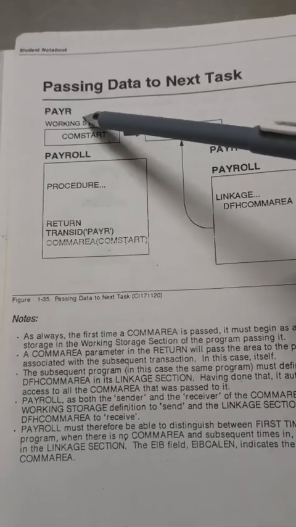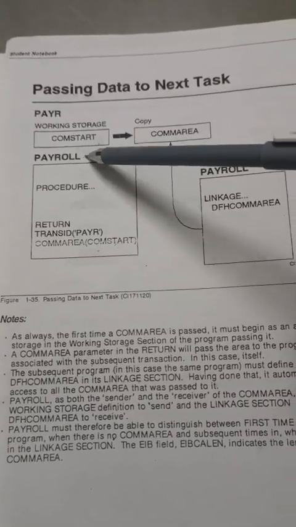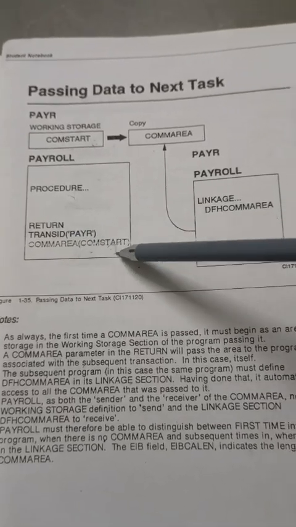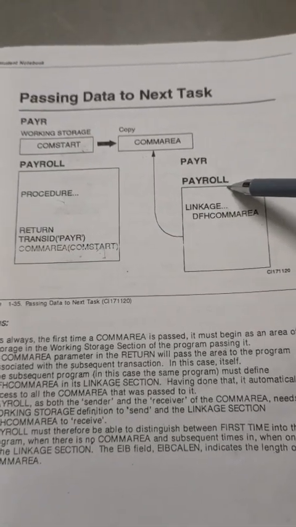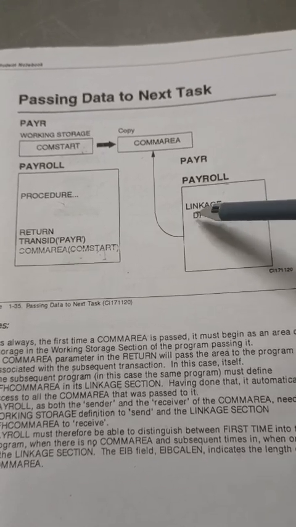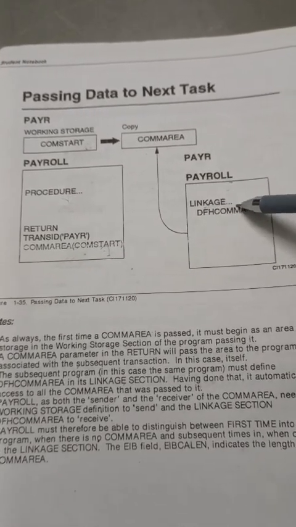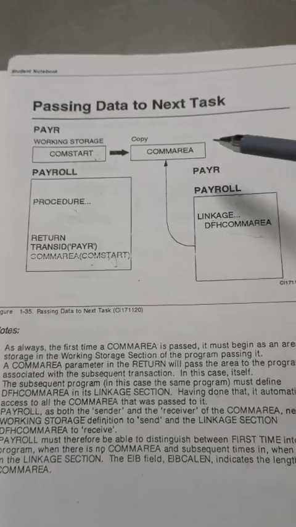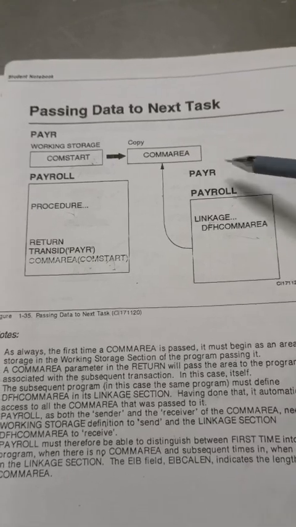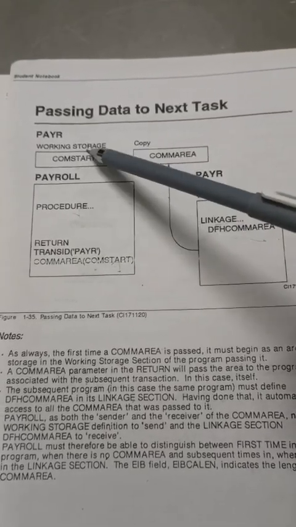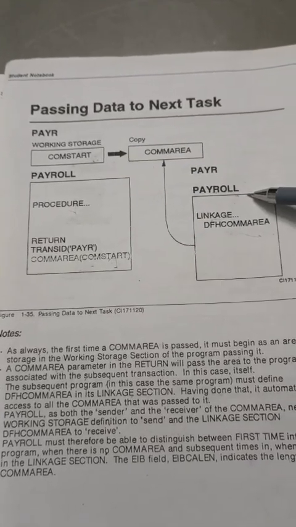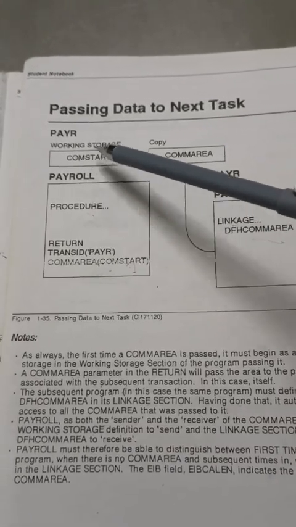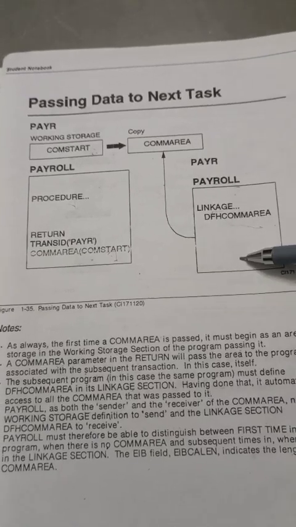See, in the same program, PAYR is the transaction ID in the working storage section. This is the main program, and in the procedure division I have given RETURN TRANSID COMMAREA. Here also I have given payroll. Here you can see that I have coded DFHCOMMAREA in the linkage section. Earlier, in the different programs 1A and 1B, we coded the COMMAREA in the working storage section, but in the different program we coded it in the linkage section. But in the same program, we have coded a working storage section as well as a linkage section.